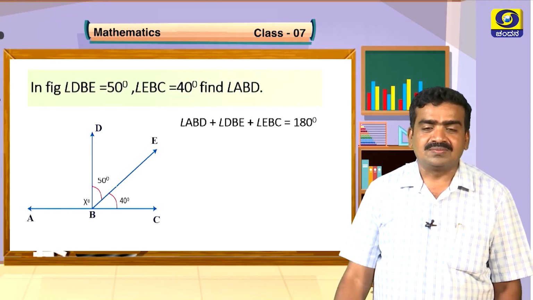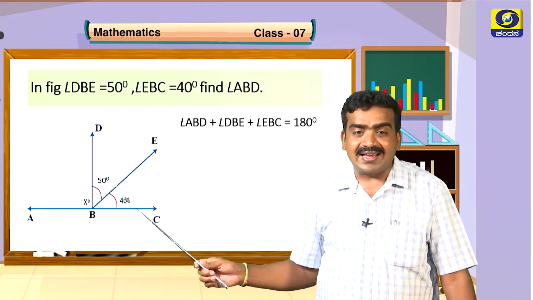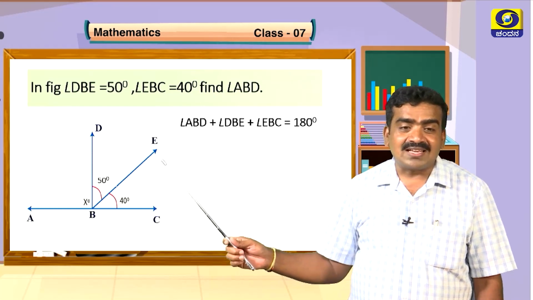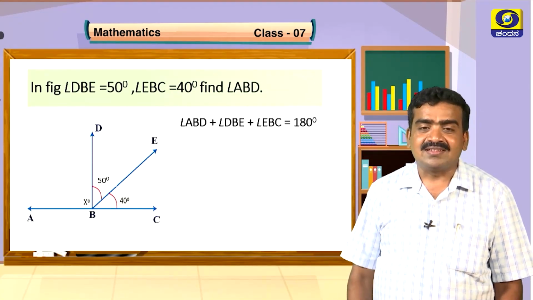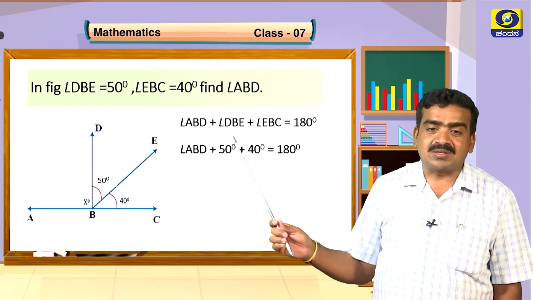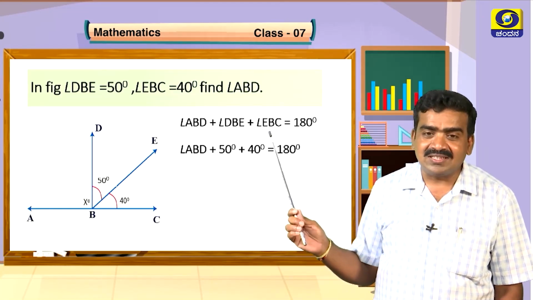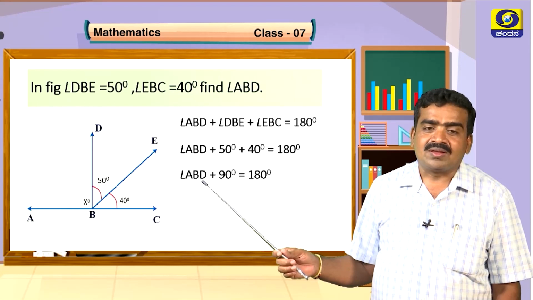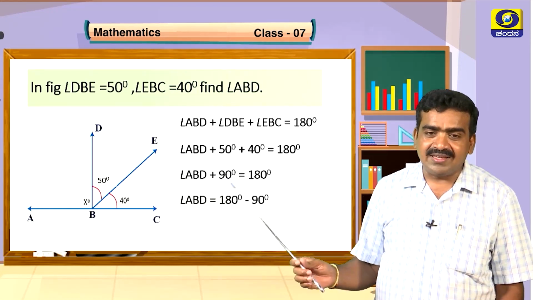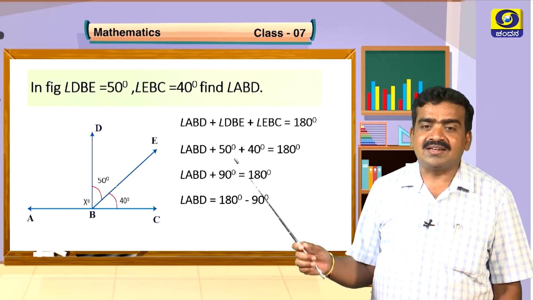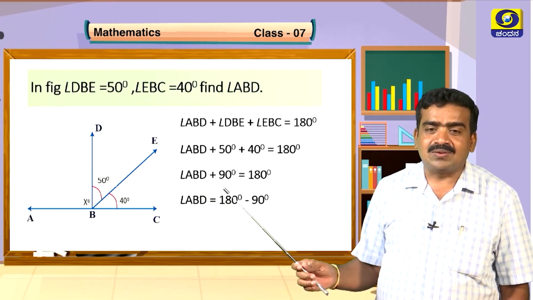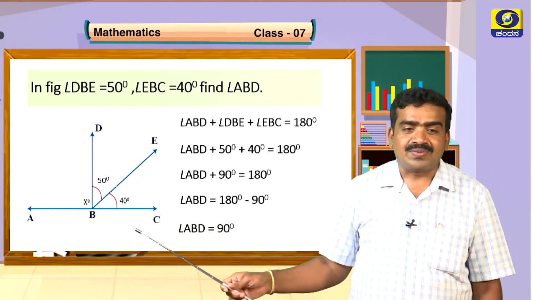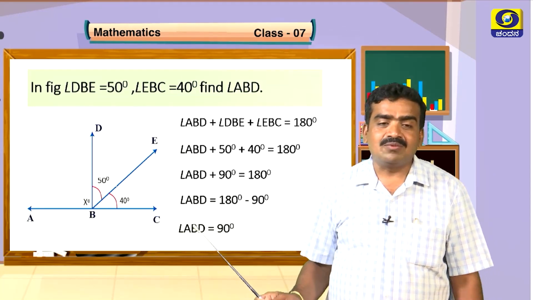Now, if you are going to add these three angles like this, angle ABD plus angle DBE plus angle EBC is equal to 180 degree, then what we have to do here? So we have to substitute the value of the angle DBE as well as EBC, 50 plus 40. Then in next step, angle ABD plus 90 degree is equal to 180 degree. Then what we have to do? We have to transpose 90 degree towards the right hand side. Therefore, angle ABD is equal to 180 minus 90 degree. We will get 90 degree. So therefore, the angle X is 90 degree over here.